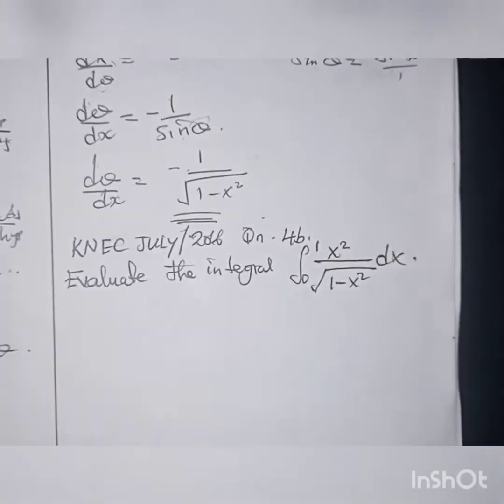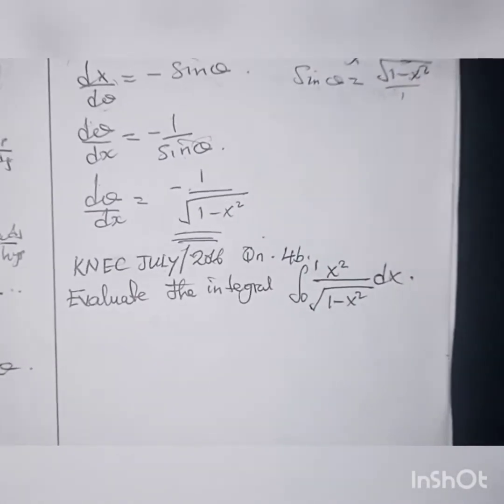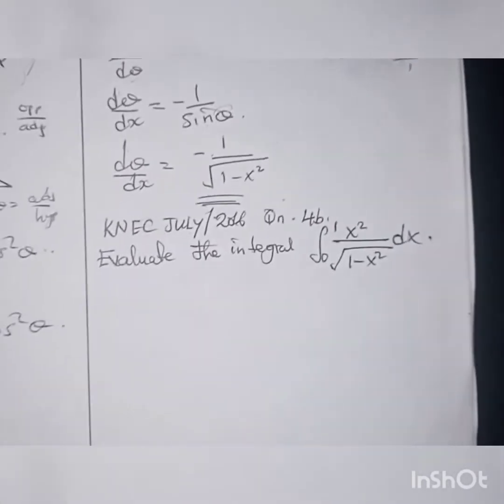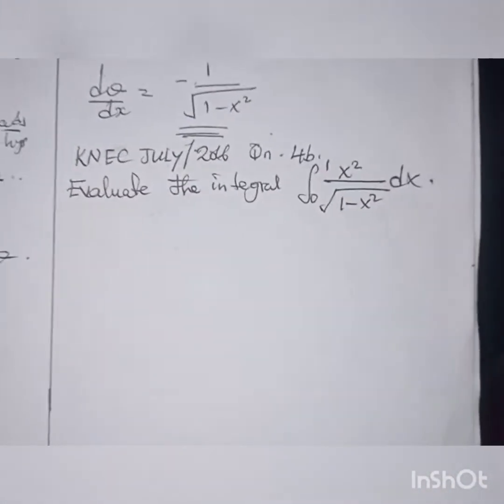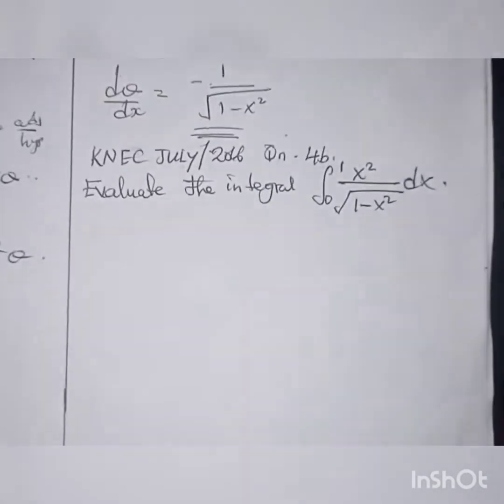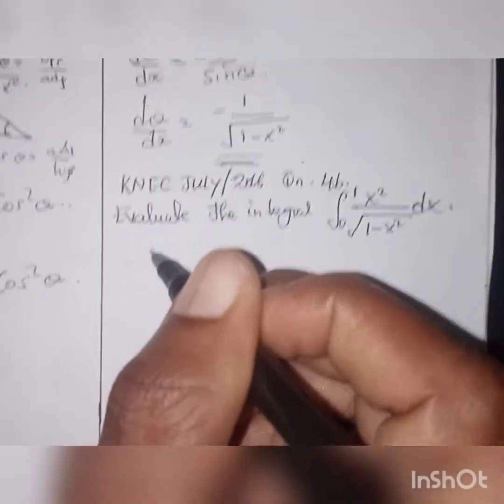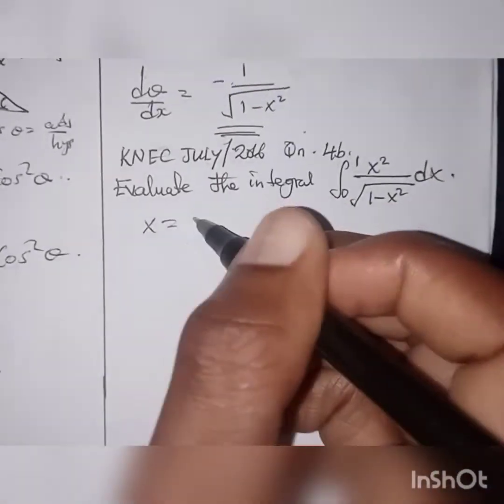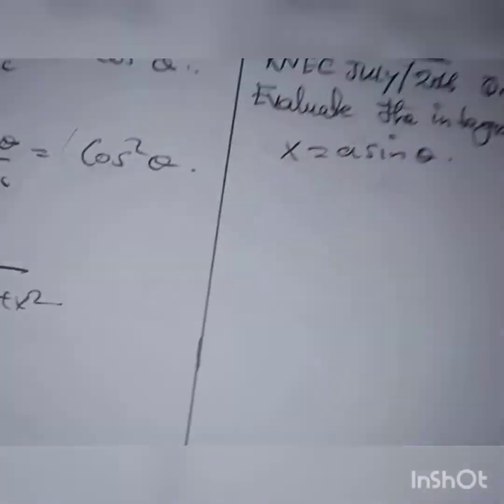So evaluate the integral of x squared over root of 1 minus x squared from 0 to 1. For the integral of this function, we can see it's easy for us to use trigonometric substitution, where we substitute x with what? A sine theta.